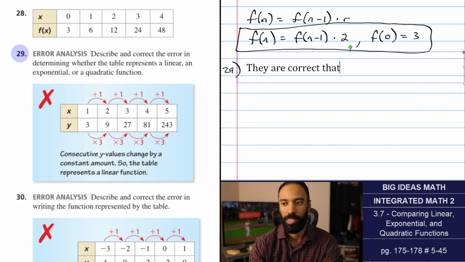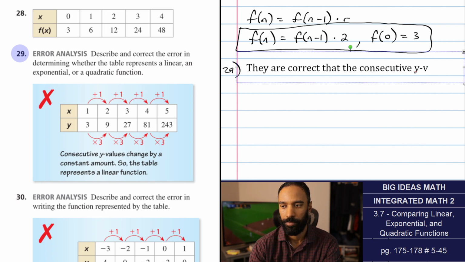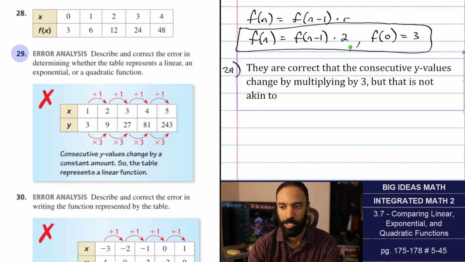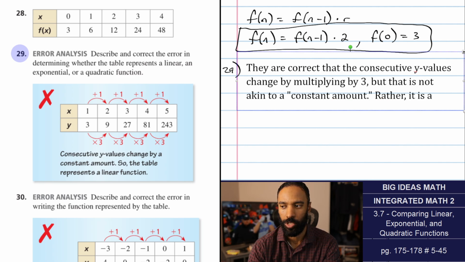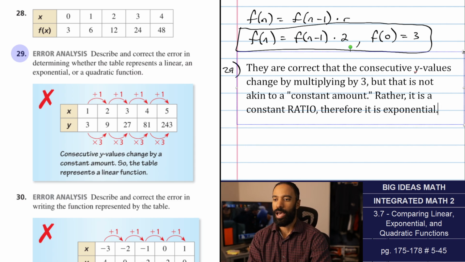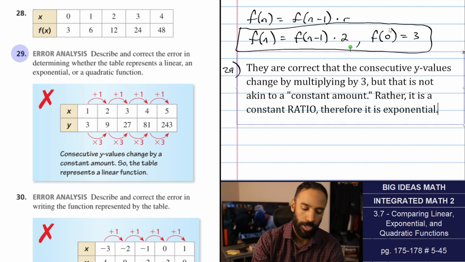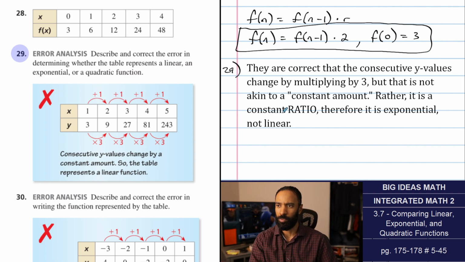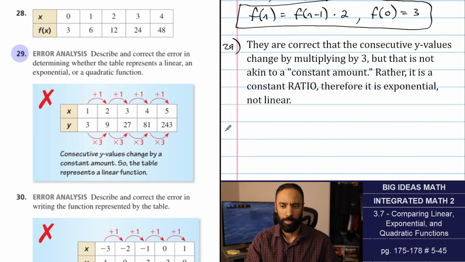They are correct that the consecutive y values change by multiplying by 3, but that is not akin to a constant amount. Rather, it is a constant ratio. Therefore, it is exponential. Not linear. Not linear. I'll say not linear. Okay. Sorry about the spacing. I thought that thing normally spaced itself out properly.